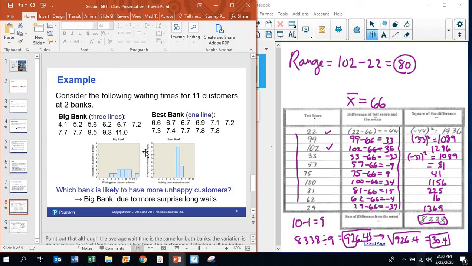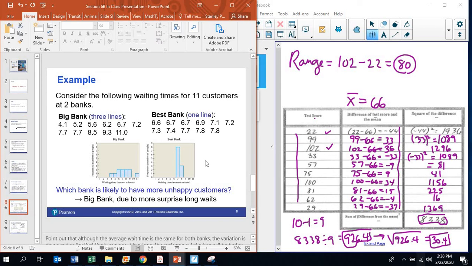So here you can see from the graphs that Big Bank has a big spread of all their different wait times, and Best Bank has a very, very small spread. They have all their data points between about 6.5 and 8. And so while you're never going to get in super quick, you're never going to have to wait super long either.